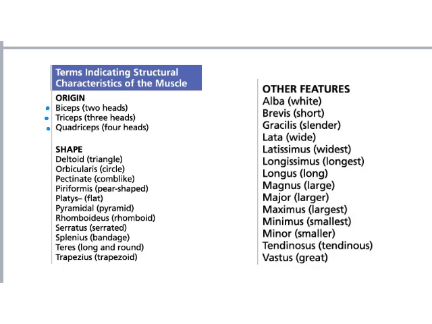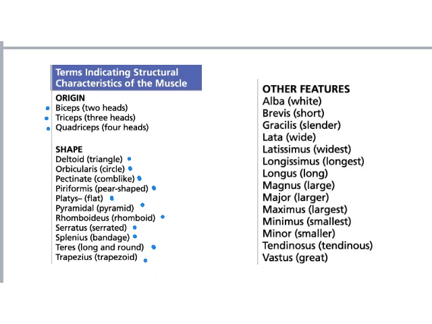Then there are some terms that refer to the shape of the muscle. So deltoid, the ones that are just on top of your shoulder and off laterally, are called the deltoids, and they're kind of triangular in shape. Orbicularis, we're going to see, is circular. Pectinate, piriformis, platys means flat, and we'll have a platysma muscle in your neck. Pyramidal, rhomboideus, serratus, splenius, teres, trapezius, and we're going to learn several muscles that have those terms in them.